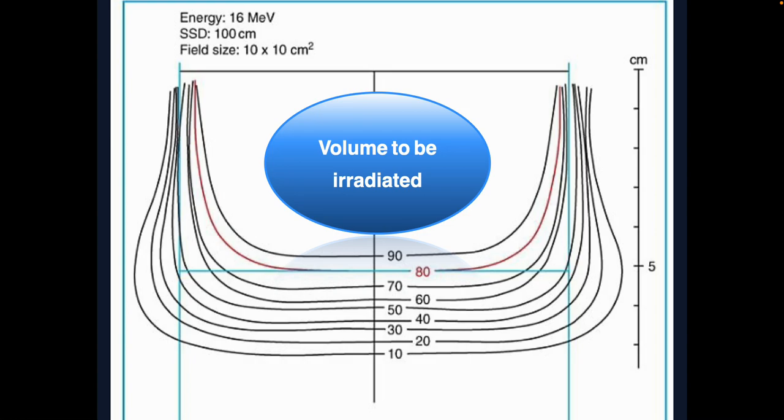Is it 2 centimeter? Is it 3 centimeter? Is it 4 centimeter? And you multiply the thickness by 4. Let's say the volume in front of me now is 3 centimeter thick. I'm saying volume, I didn't say tumor, and I will come to this point later on. So this is 3 centimeter, and I want it covered by the 90% isodose line. 3 centimeter times 4 will need 12 MeV electron beam energy.